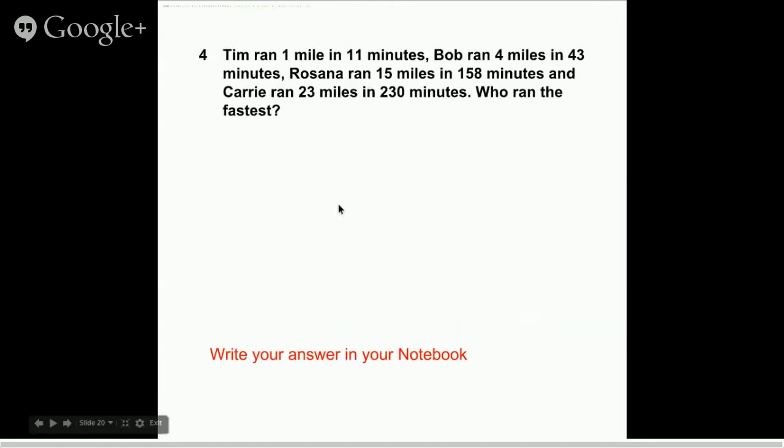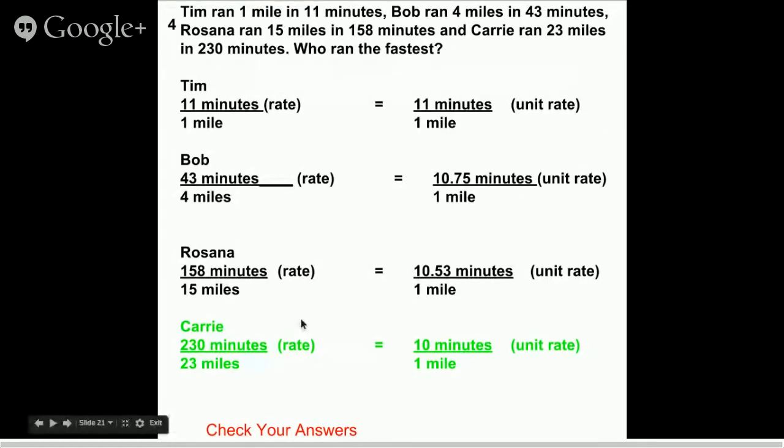Okay, compare these 4 runners to see who ran the fastest. Alright, go ahead and pause it. Alright, when you do the math, it turns out Carrie ran the fastest. 10 minutes per mile, even though she ran 23 miles and she ran further than anybody else. Okay.